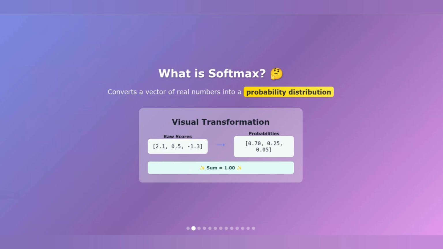Now we can say the model is 70% confident it's class A, 25% confident it's class B, and 5% confident it's class C. The beautiful thing about softmax is that these probabilities always sum to 1, and they're all positive, making them perfect for multi-class classification problems.